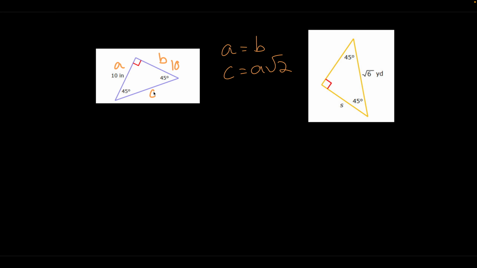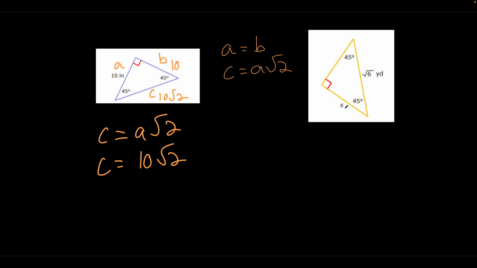And for C, C is equal to A square root of 2. Well, I know what A is, so let's replace the A with 10. And so C is 10 square root of 2, and this triangle is completed. We know all the sides.